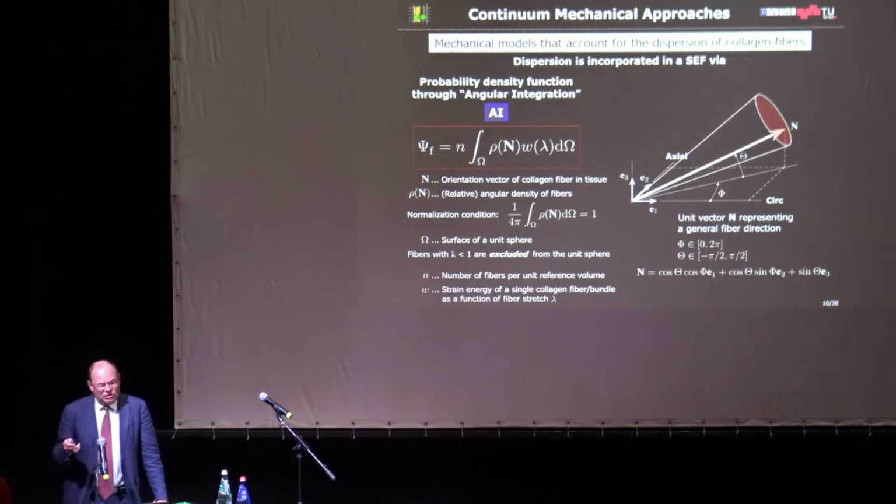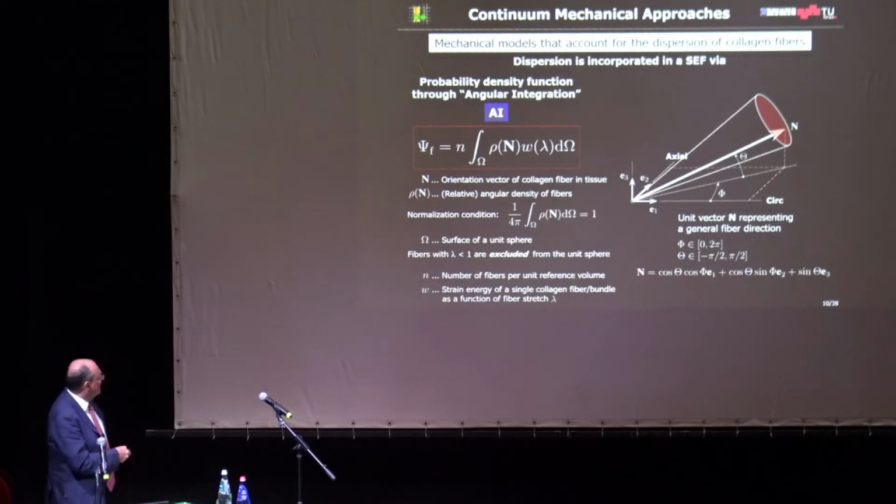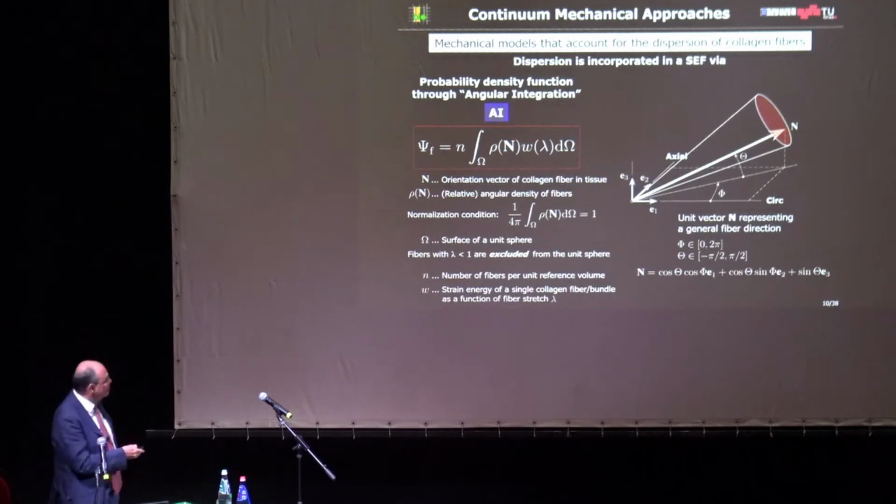The disadvantage is that it is extremely time-consuming, because you have to do the integration over this unit volume, over this unit sphere, and then you have to actually compute the boundary where lambda is equal to 1. And this part where lambda is smaller than 1, you have to neglect. That means this integration is very, very time-consuming.